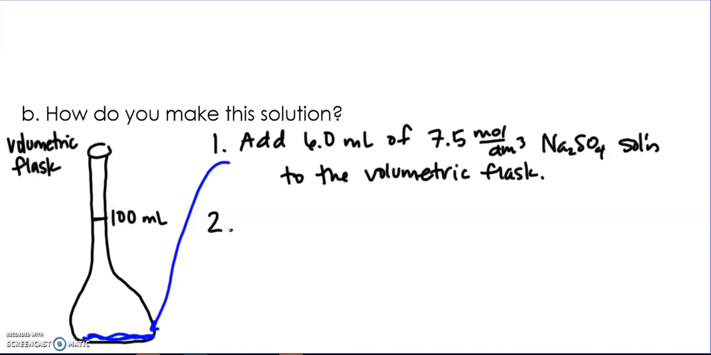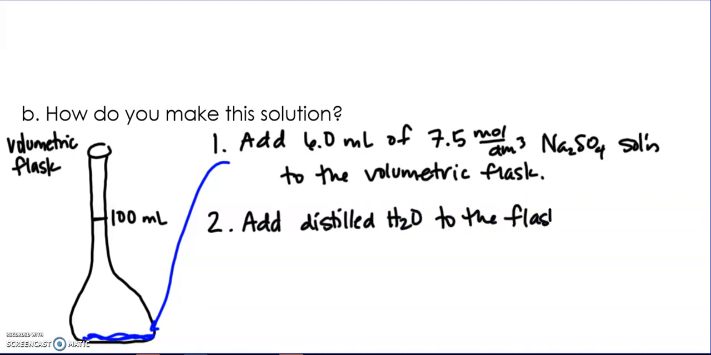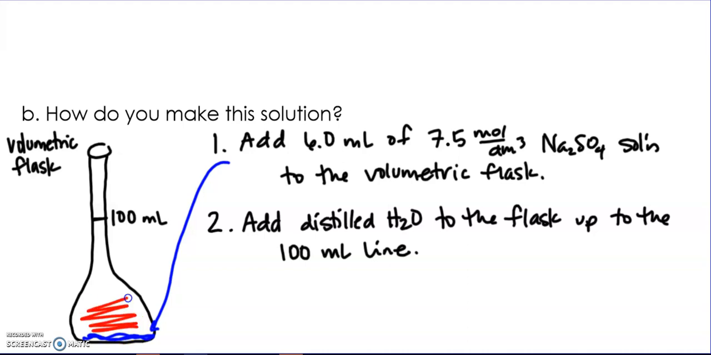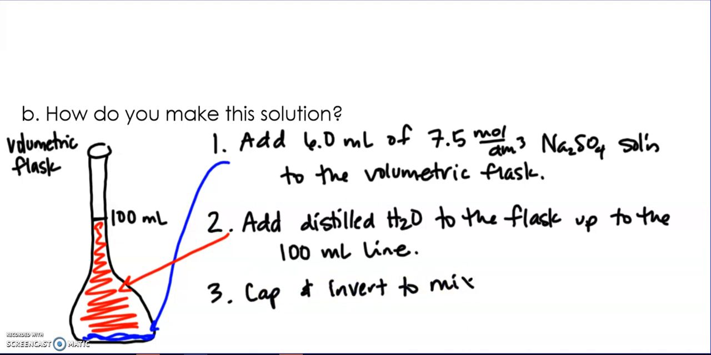Second step, I got that in there, now I'm going to add my water. This is diluting it. So I'm going to add distilled water to the flask up to the 100 milliliter line. We'll pretend my water is red. We're going to fill all of this up with water. So then what do I do next? I have to mix it. So cap and invert to mix.